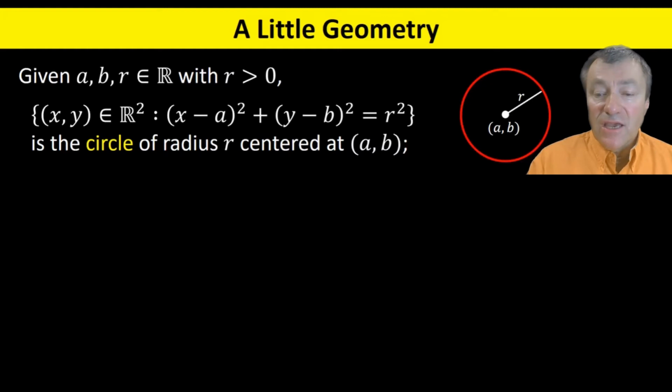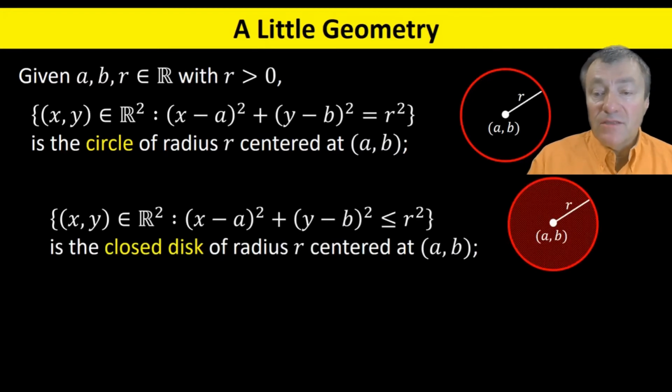A circle in the real xy plane is the set of points satisfying this quadratic equation. Here (a, b) is the center of the circle, which can be any point in the plane. r is a positive constant, which is the radius of the circle. In other words, the circle is the set of all points at distance r from the center.